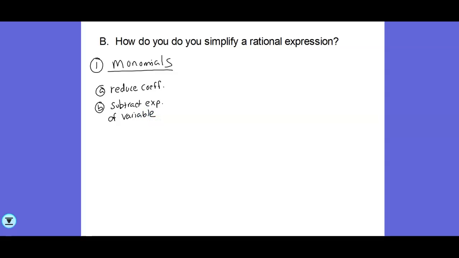And the answer goes in the numerator or the denominator, depending on which one's bigger. But that's for monomials. Let's talk about polynomials, though, because when you're dealing with polynomials, it's a little bit more complicated.